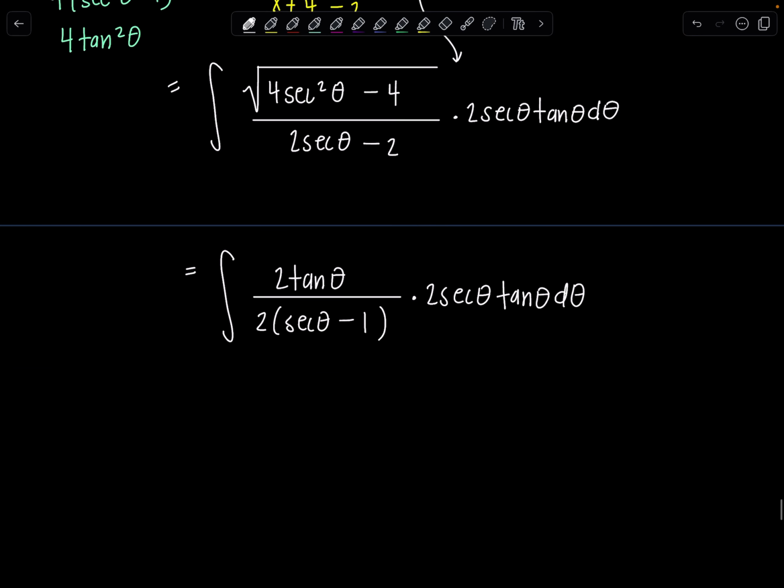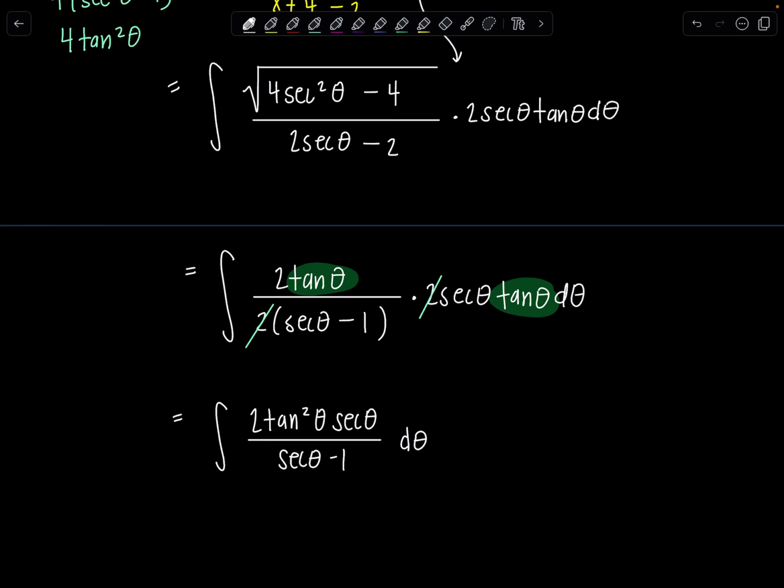Beautiful. These 2's cancel out. They sure do. And then notice I've got a tan theta here, a tan theta there, here, there, and everywhere. So I'm just going to rewrite it as tan squared theta. So we've got 2 tan squared theta secant theta over secant theta minus 1 d theta. Okay, good. What to do from here?